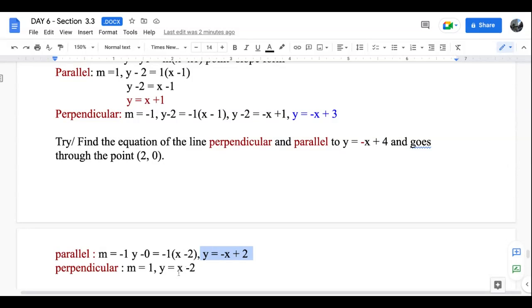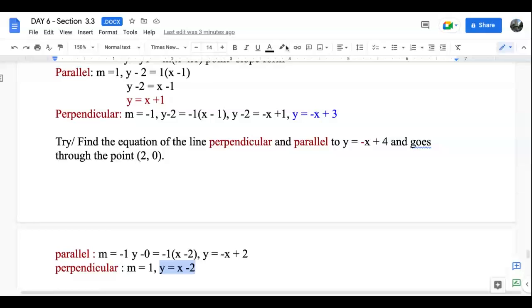For the perpendicular one, this line's slope is negative 1. Any line perpendicular to it has slope positive 1, because negative 1 times 1 is negative 1. Then we plug in as before. We do y minus 0 equals 1 times x minus 2. Y minus 0 is just y, and 1 times x minus 2 is just x minus 2.